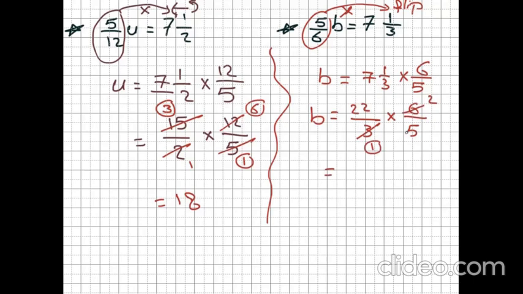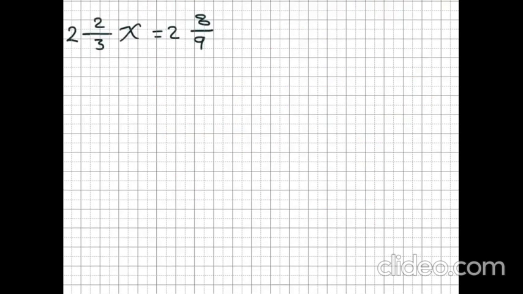But here I can't divide both of them by the same number. Now 22 multiplied by 2, the answer is 44, over 1 times 5, the answer is 5. Now we can change this improper fraction to become a mixed number. 44 divided by 5, the answer is 8, but we still have a remainder here, 4 over 5. Now we can move to another part here.